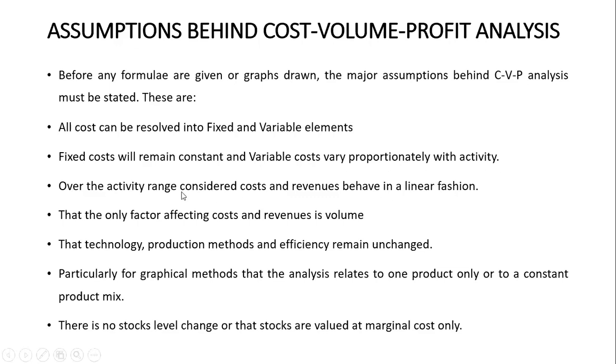With fixed cost, no matter the volume of activity, it remains constant. But with variable cost, it keeps varying when you also vary your production level or your sales. So over the activity range, cost and revenue behave in a linear fashion. The only factor affecting cost and revenue is volume. Technology, production methods, and efficiency remain unchanged.